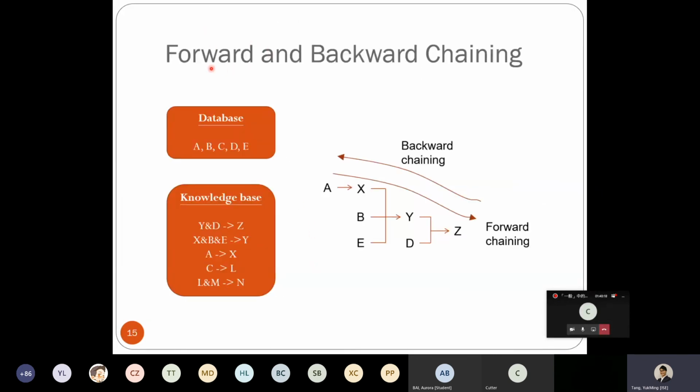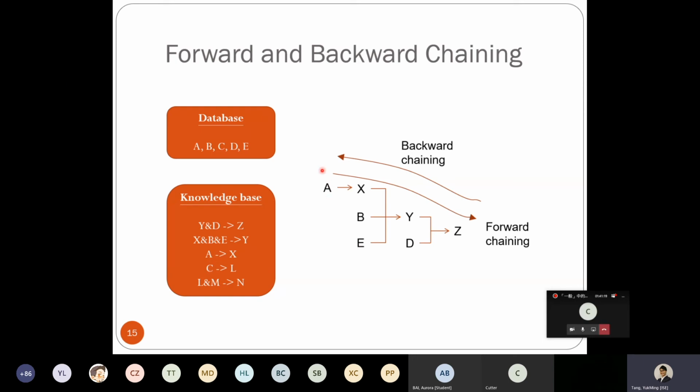Okay, so what is the difference between forward and backward chaining? As mentioned, we have two different databases, the fact database and the knowledge-based database. Suppose we know that facts A, B, C, D, E are true. And we have some rules, like if Y and D are true, then Z will also be true. Another rule is that if X and B and E are true, then Y is also true. And so on, there are many different rules. If we know that A, B, D, and E are true and we want to see whether Z is also true, then we need to apply these facts as well as this knowledge.